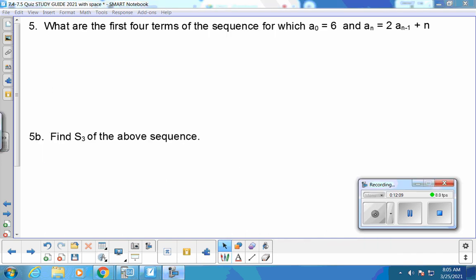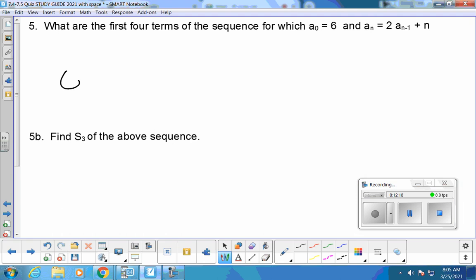Okay, so the phone call was basically, do we want to count A0 as the first term or not? And we decided, yes, we'll count A0 as the first term. So 6 will be our first term, and we need 3 more then. So what would the next one be? The next one would be A1. We would take 2 times the previous, and then we would add on the n value.